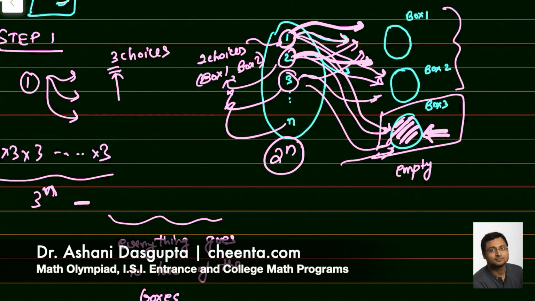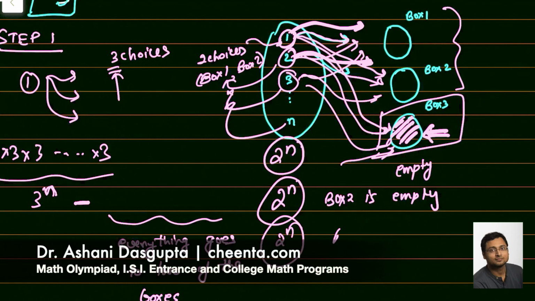Similarly, there will be 2 to the power n ways where box 2 is empty and 2 to the power n ways where box 1 is empty. Okay, so 3 times 2 to the power n. This counts all the cases where box 2 is empty or box 1 is empty or box 3 is empty.